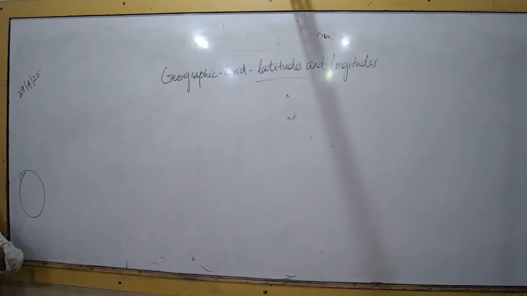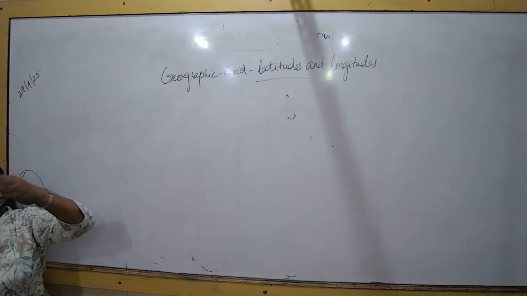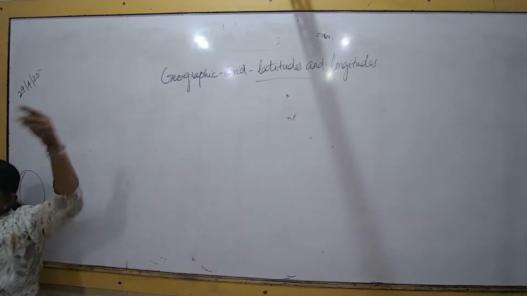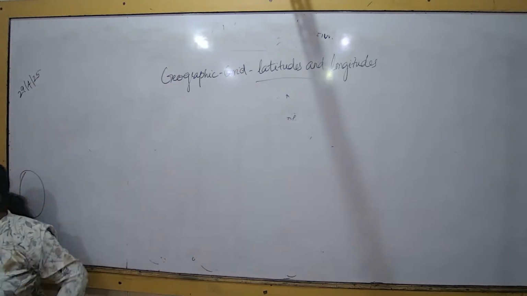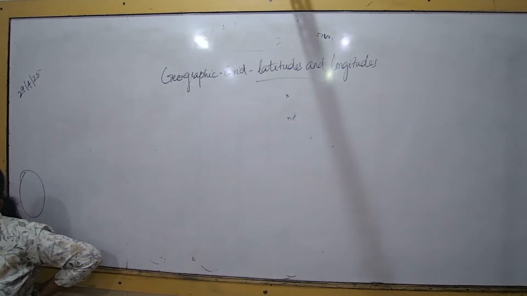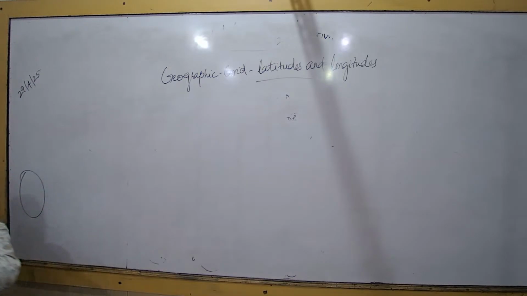Now, if you want to find out where India is situated, in which hemisphere and which side, and at the same time in between which latitudes and which longitudes, that will be easy to identify. For that purpose, certain mathematical calculations are used. It is not very easy to make this mathematical calculation. That is why some imaginary lines are drawn on this globe.